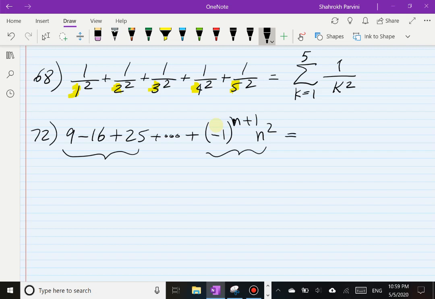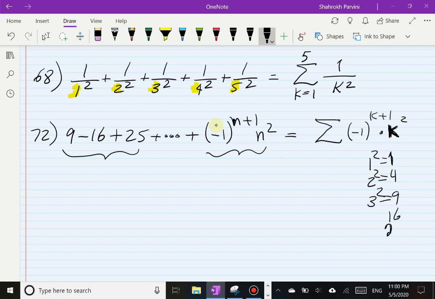Okay, now, our task is to write this in sigma notation. So, the n here in sigma notation actually turns into a k. So I have negative 1 to the k, times k plus 1 over k squared. Now, let's see. If I start with 1, the lower limit with 1, this k squared here is going to become 1 squared, which is 1, right? When k is 2, 2 squared, 4. k is 3, 3 squared, 9. Next one, 16, 25, and so on, right?